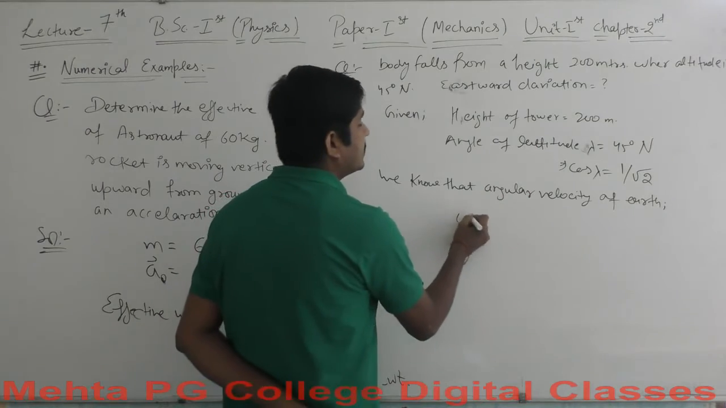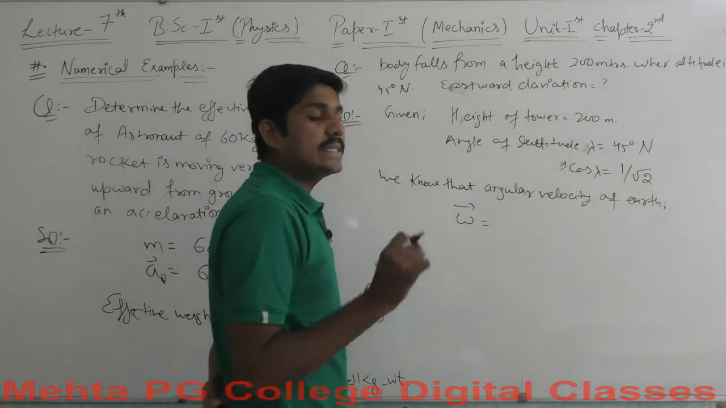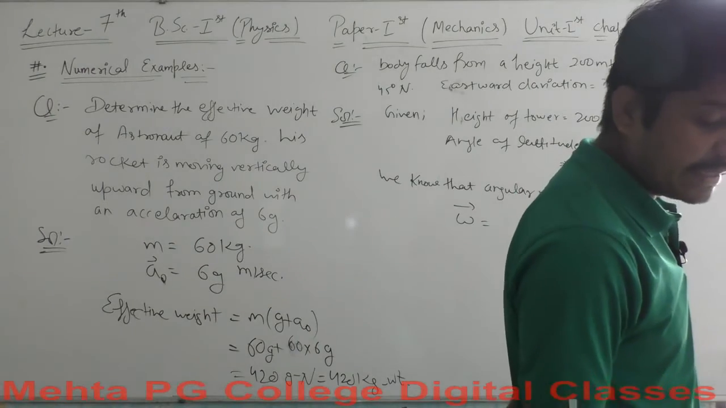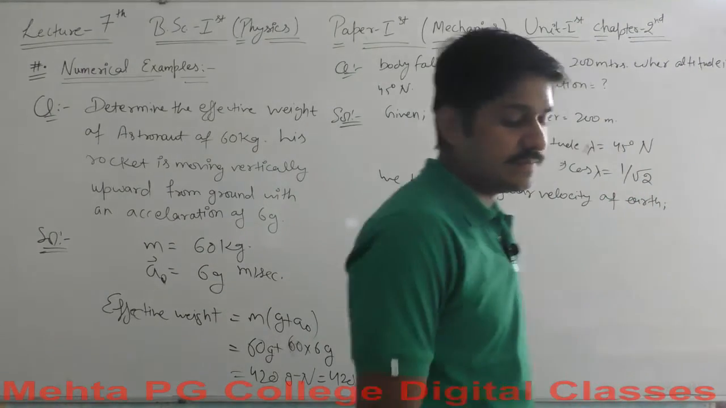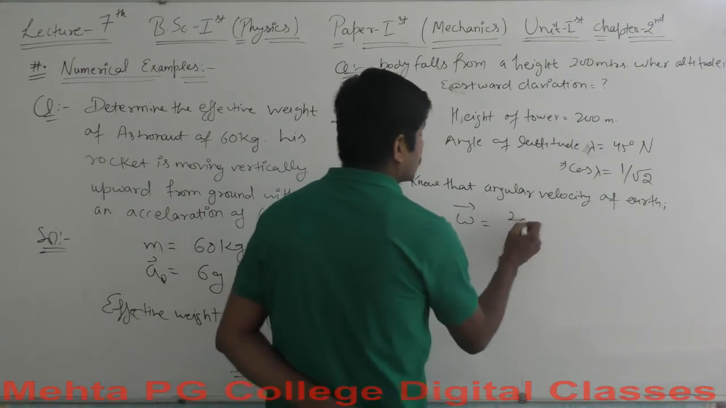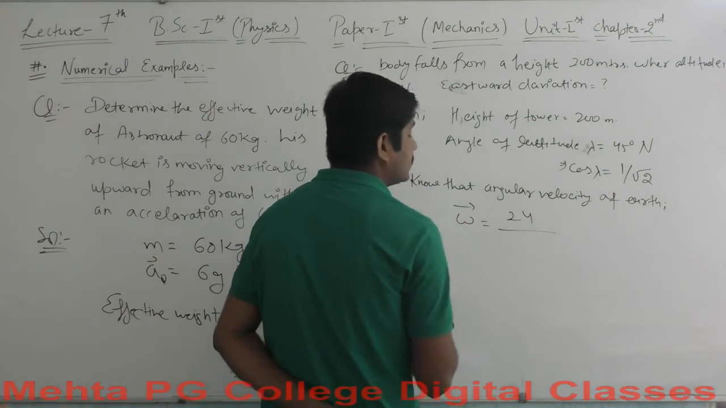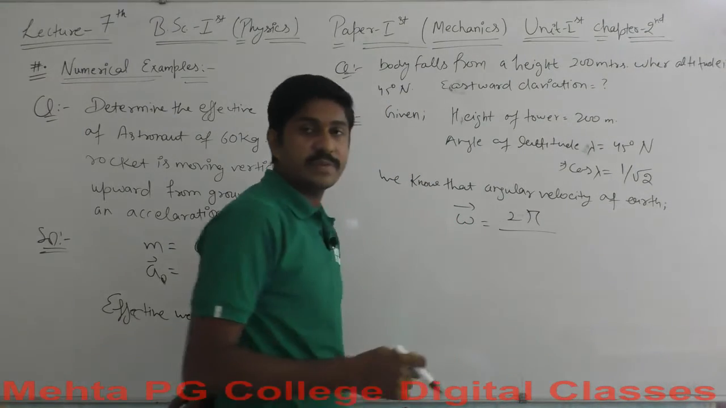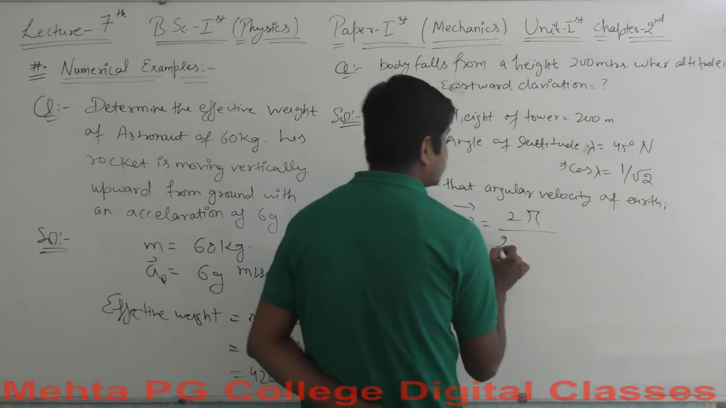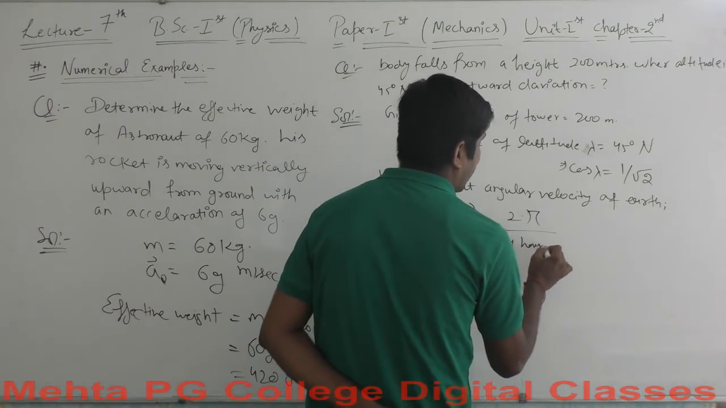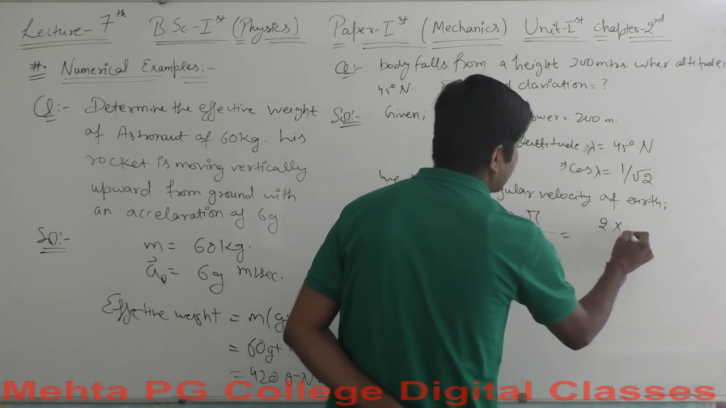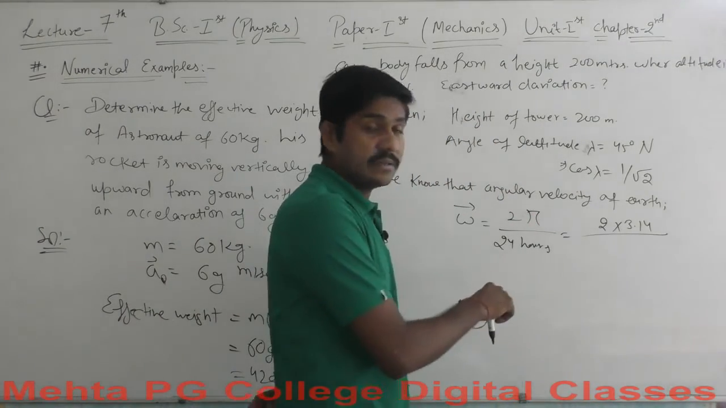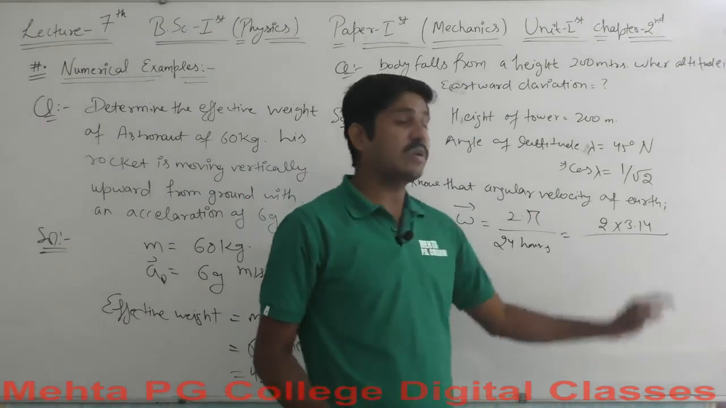Angular velocity, denoted by omega, is certainly a vector quantity. You cannot say that it is a scalar quantity. So what should be the value here? 2 pi, the total rotational displacement, upon time, and time is 24 hours. When you solve this, it is 2 into 3.14, because we are talking about radians here. That's why I wrote 3.14.